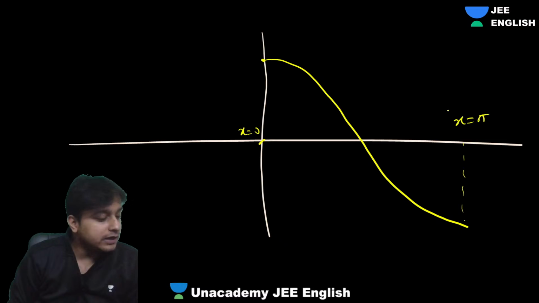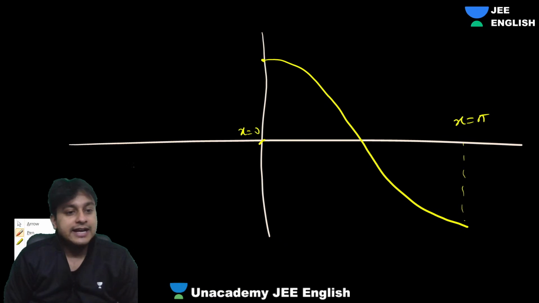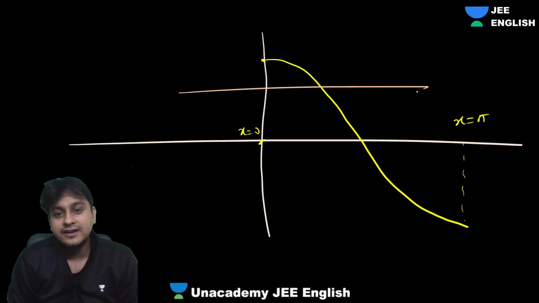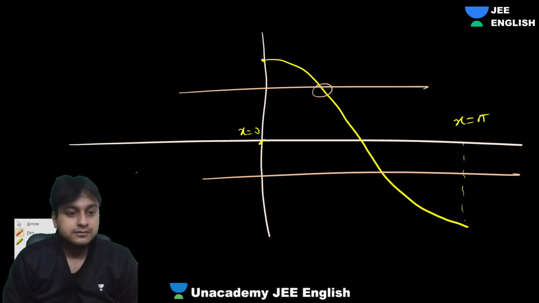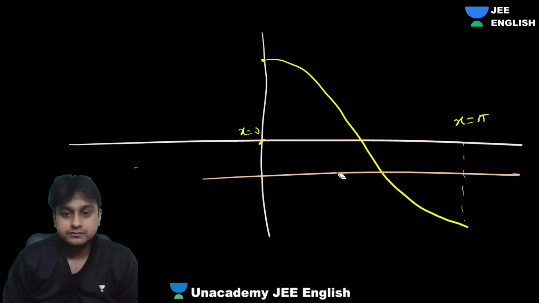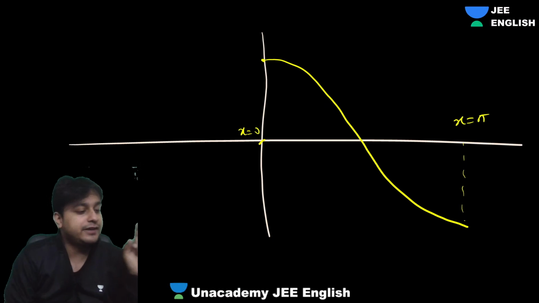Now guys, is it one-one? Absolutely. Now if you draw horizontal lines, it will cut only once. You can check, draw anywhere, it will cut only once. So this is obviously a one-one function in this region, 0 to pi, it is definitely one-one.